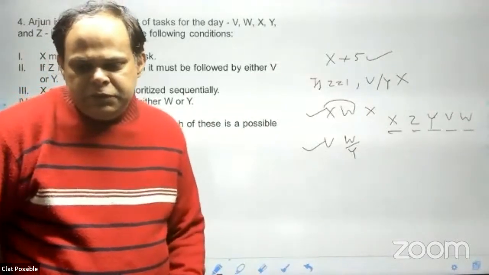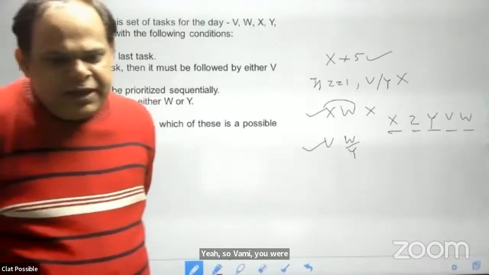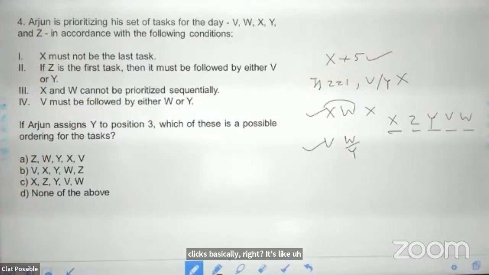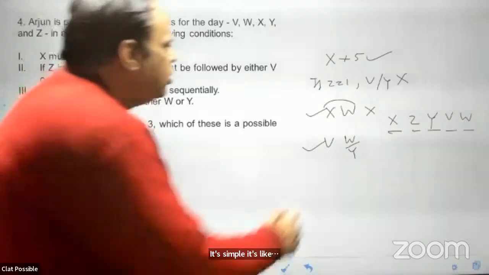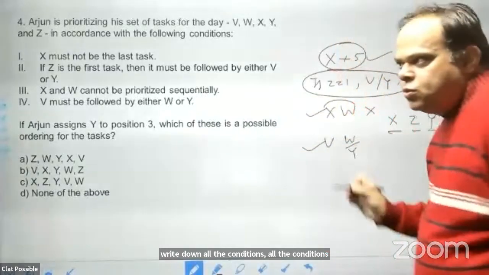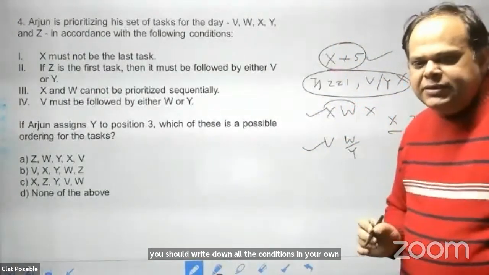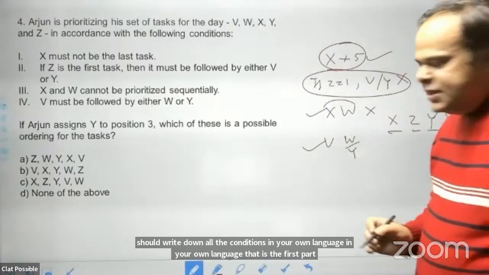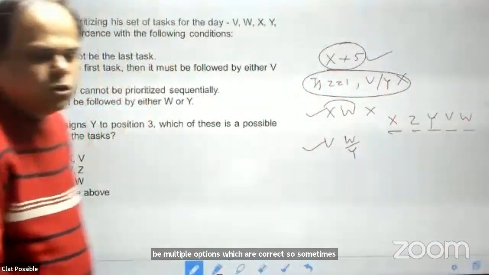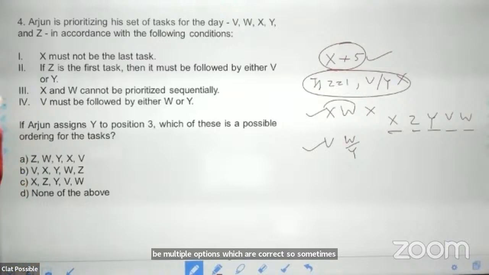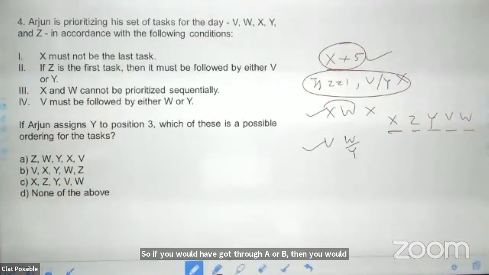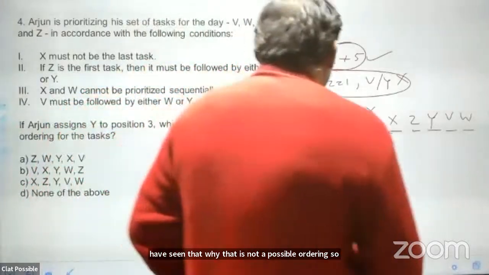Yeah, so Vani, you were asking for some tricks basically, right? It's simple. For example, this question: you should first write down all the conditions in your own language. That is the first part. Once you've done this, there could be multiple options which are correct, so sometimes it is definitely better to go with answer options. If you had checked A or B, you would have seen why that is not a possible ordering. So for example, Z, W, Y, X, V.